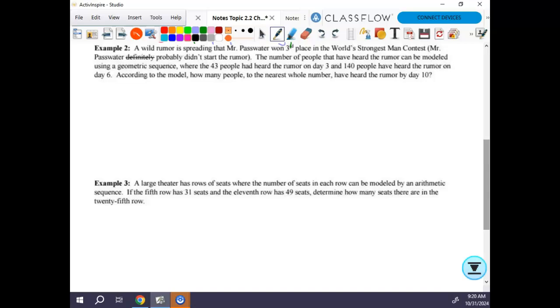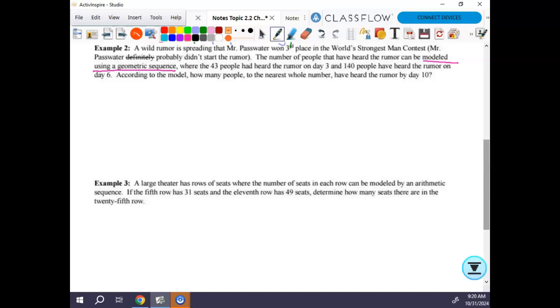All right, so anyway, a wild rumor is spreading that Mr. Passwater won 3rd place in the world's strongest man contest. Mr. Passwater definitely, probably, didn't start the rumor. The number of people that have heard the rumor can be modeled by using a geometric sequence.